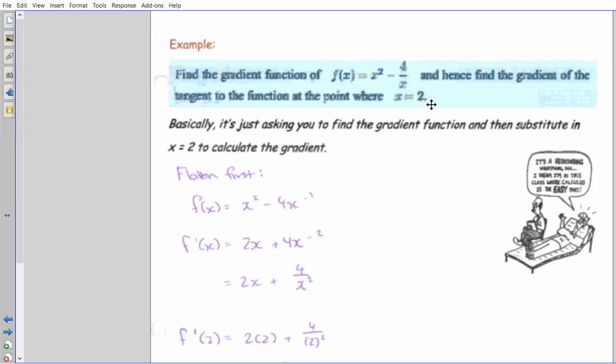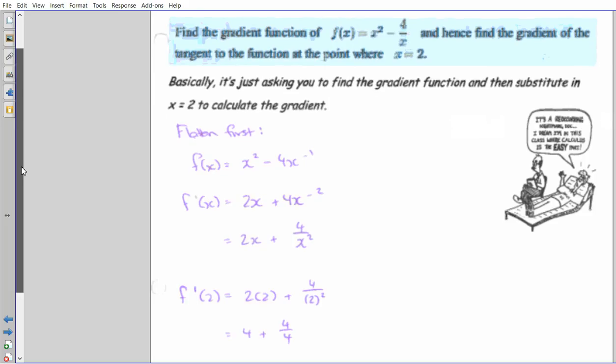Find the gradient of the tangent to the function just means find the gradient function and plug in x equals 2. The tangent is just a line that represents the gradient at a particular point. So basically it's just asking you to find the gradient function and then substitute in x equals 2 to calculate the gradient. In a later lesson you learn more about tangents in detail.